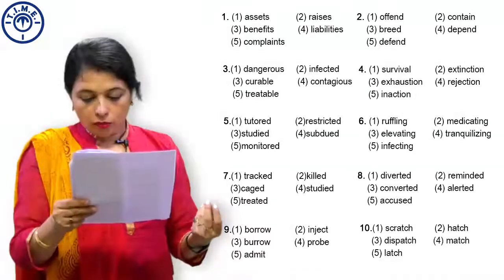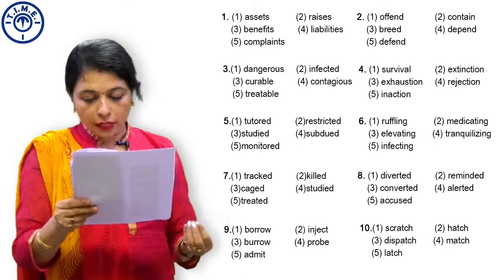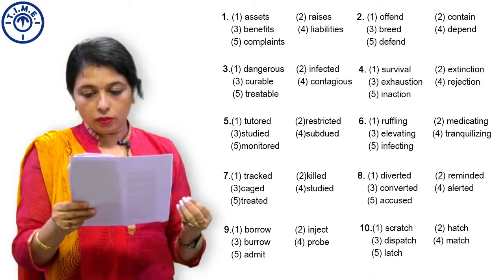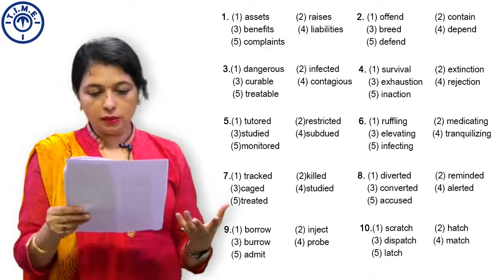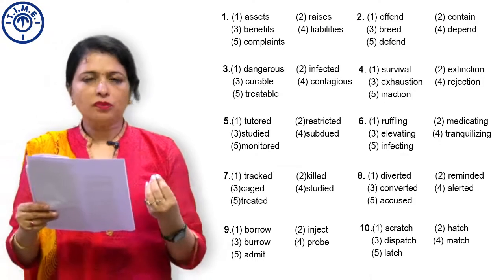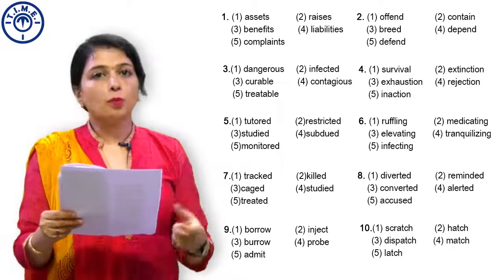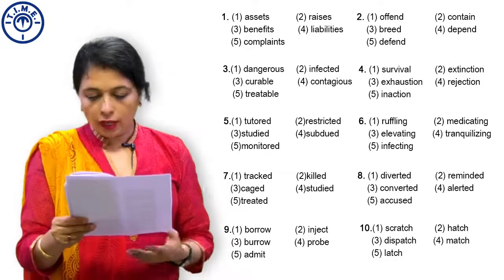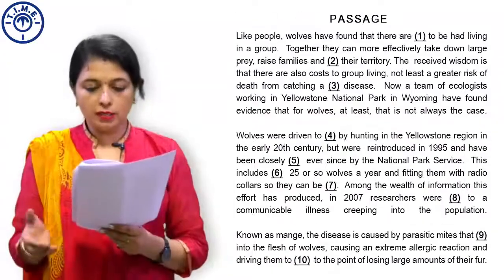We have the words given to us as diverted, reminded, converted, alerted and accused. So, the most suitable choice can only be alerted, because alerted means that they were given some information or some clue as to some possible problem or danger facing these wolves or their population, and this is one of the objectives of the program. We move ahead with the next word now.